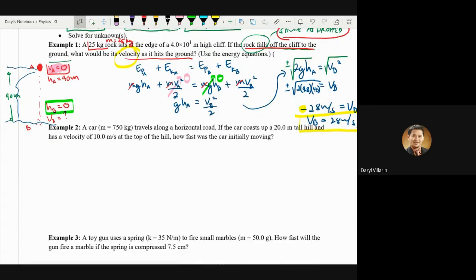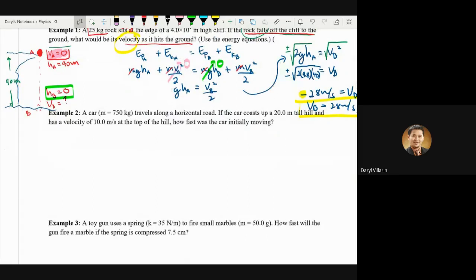Well, let's take example number 2. A car, with a mass of 750 kilograms, travels along a horizontal road. If the car goes up a 20-meter tall hill and has a velocity of 10 meters per second at the top of the hill, how fast was the car initially moving?